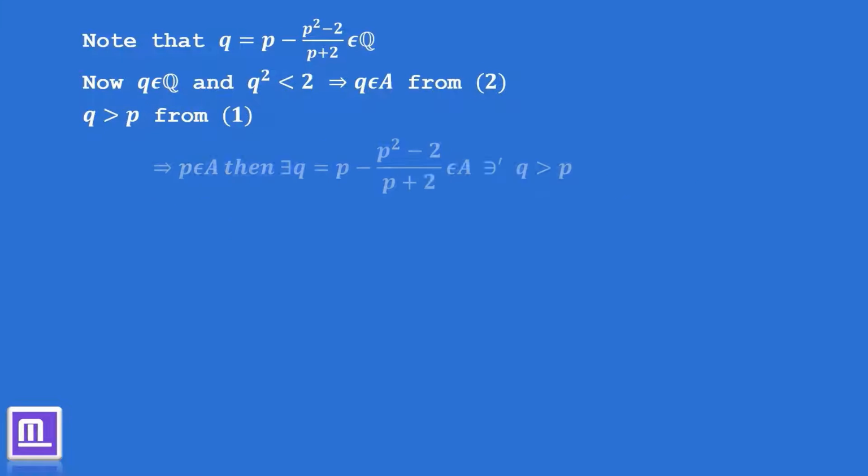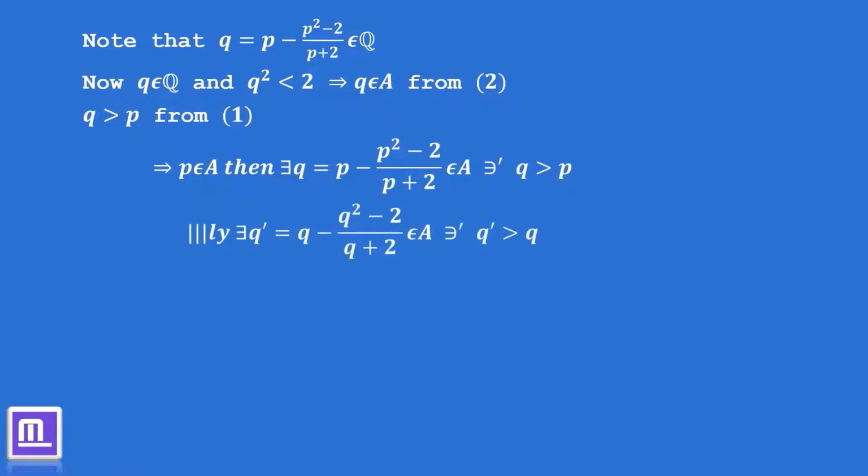This implies p belongs to A. Then there exists a q which also belongs to A such that q is greater than p. Similarly, there exists q dash which is equal to q minus q square minus 2 divided by q plus 2, and this q dash is also greater than q, and there is no end to it. That means you pick any element in A, we can find an element inside A which is greater than this.